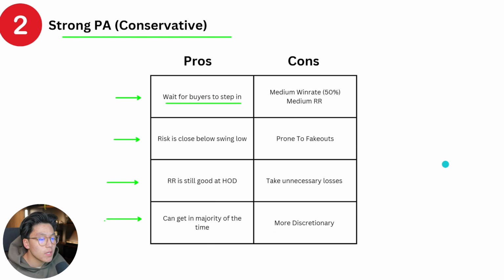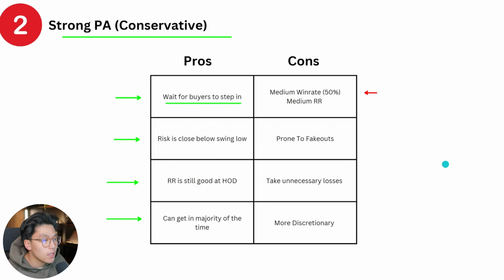Another pro is you can get in the majority of the time. You're not going to get in every single time like the limit order, but you're going to get in the majority of the time. There are some circumstances where price, as I mentioned, just has one candle and it'll end up being back at high of day or at low of day. In those cases, those are just unfortunate, but the majority of the time you can get in.